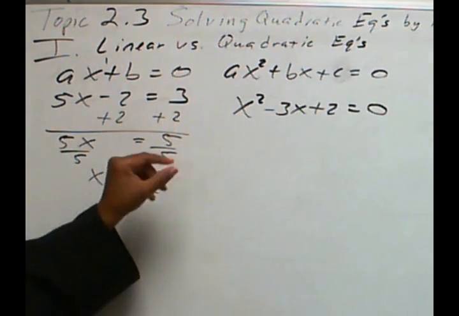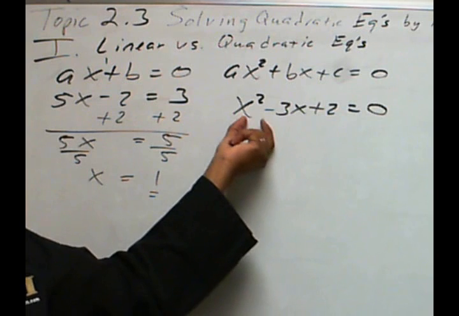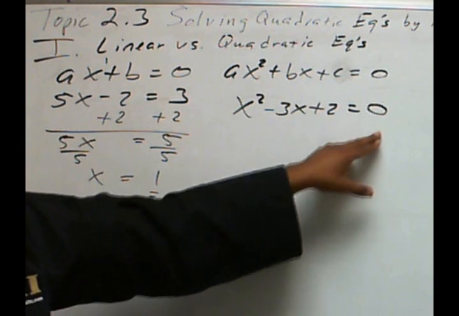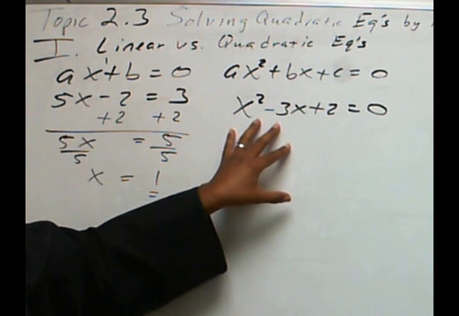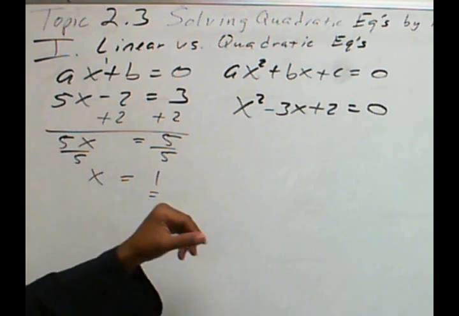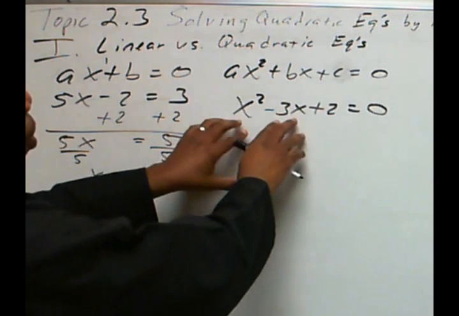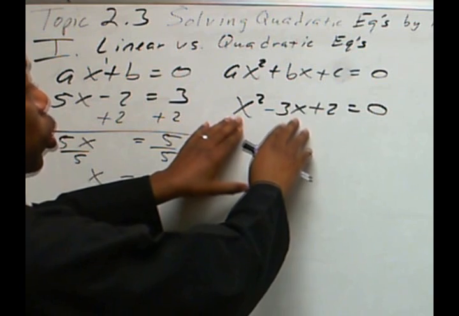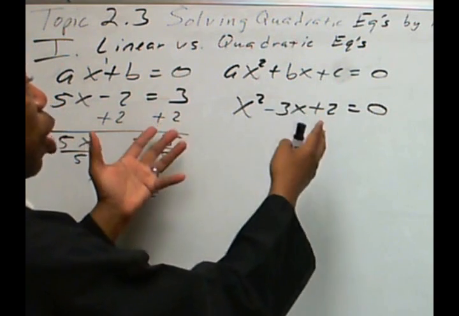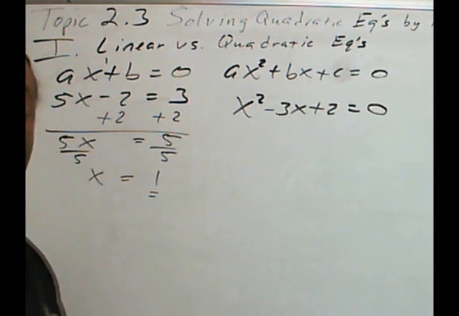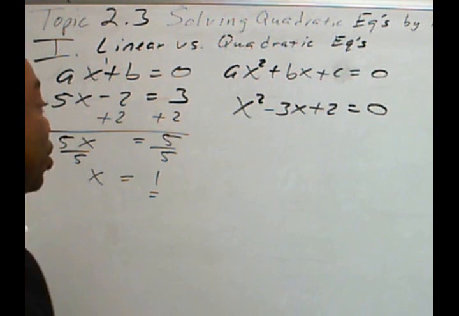Now, the reason why we can't use isolation here is because these two x's cannot be combined, and even if we put the 2 on the other side, there's no way to get a single x. Factoring will not help either. So there is no way of isolating the x's here, so we need another method in order to solve the quadratics. The method that we're going to use is called the factors of 0 property.